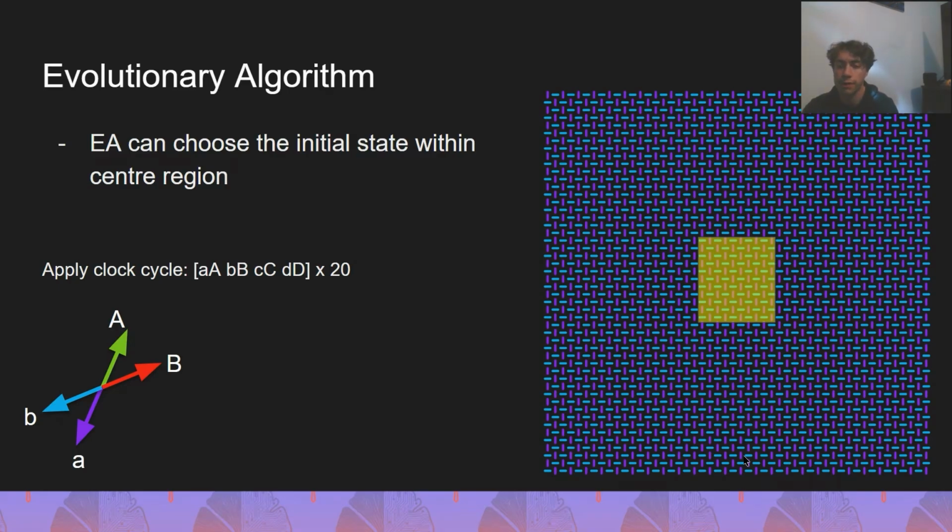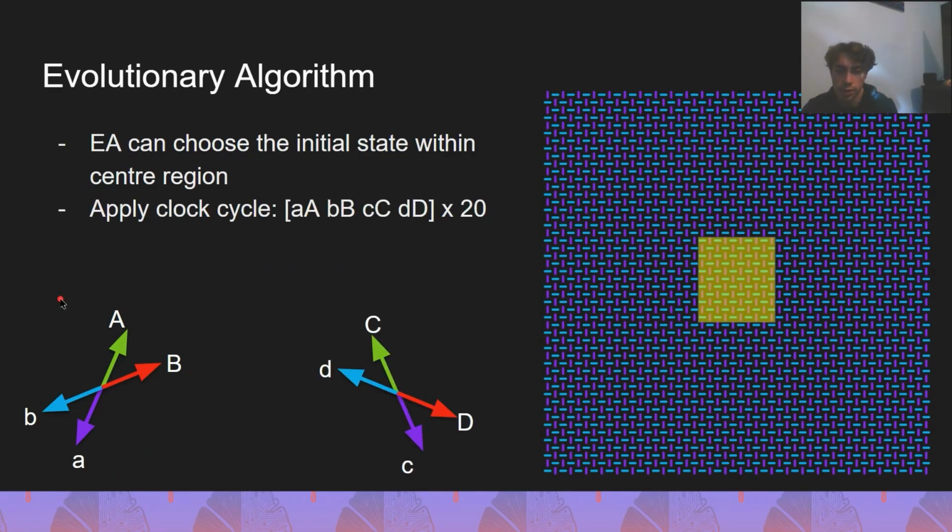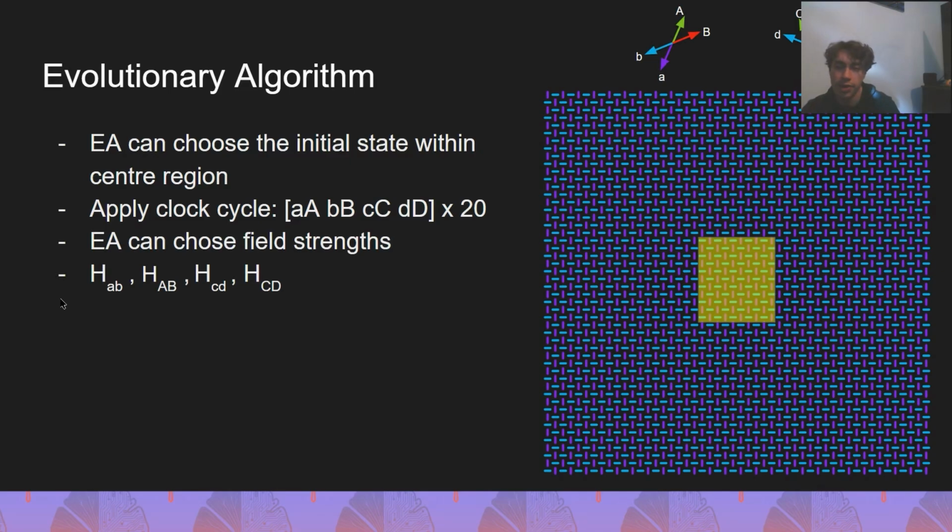So we're going to give the EA control of an initial region in the center of the ASI. And here it can choose the starting pattern. And this is a 10 by 10 area of magnets. We're then going to apply a sequence of clocking fields, so AA, BB, CC, DD. And the A and B fields are just the ones we used earlier for the snake. And then we have these 4 new C and D fields, which are just the mirror image of the A and B fields.